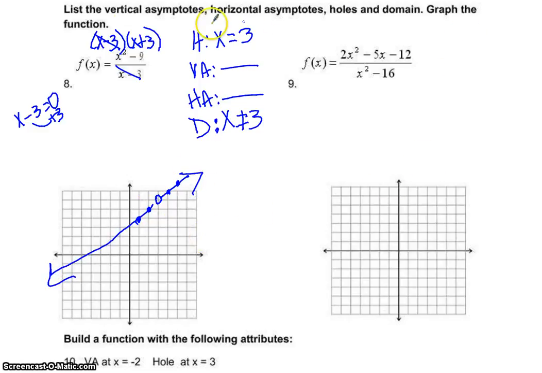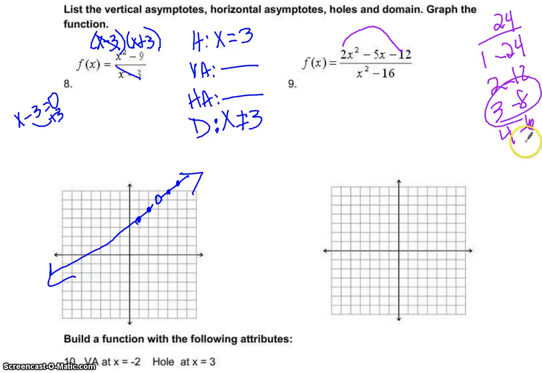Looking at number 9, we're going to start by finding the factors of 2 times 12, which is 24: 1 and 24, 2 and 12, 3 and 8, 4 and 6. Signs are different, and the largest one is negative. And they need to equal negative 5, so we're going to use 3 and negative 8. You can't actually use them yet. You've got to write it all and split it in half.